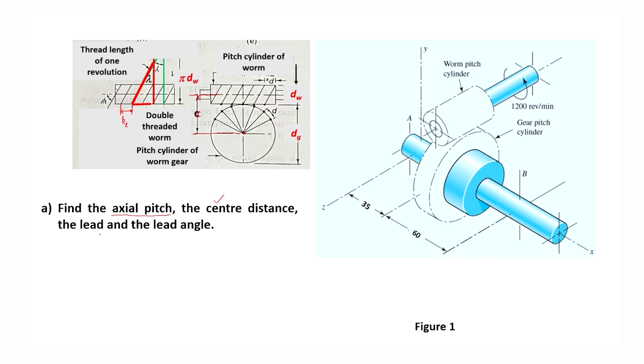Then the lead: for the double start worm, the lead will be the distance between two consecutive threads, and so it will be this one. This will be your lead. And the lead angle: tan of the lead angle lambda is equal to L divided by pi dW, where dW is the pitch cylinder diameter of the worm.